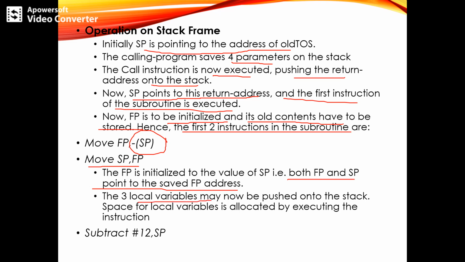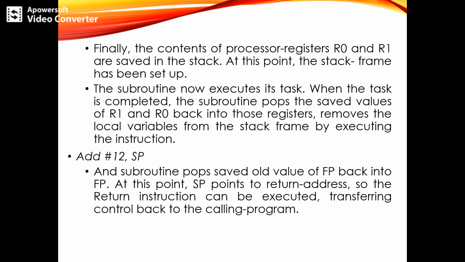So now the pointer SP will be changed. The space for local variables is allocated by executing the instruction subtract constant 12 from the content of SP. Finally, the contents of the processor registers R0 and R1 are saved in the stack. At this point, the stack frame has been set up. The subroutine now executes its task.